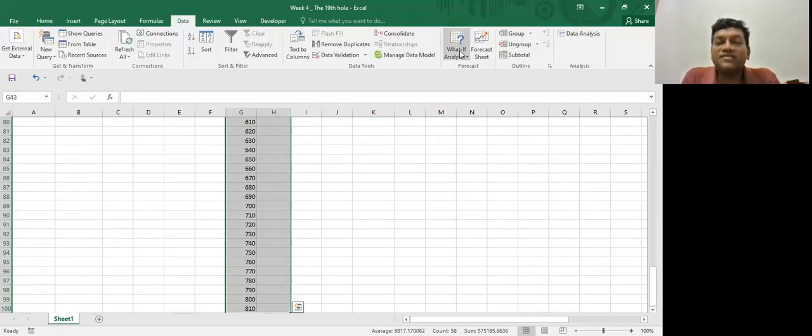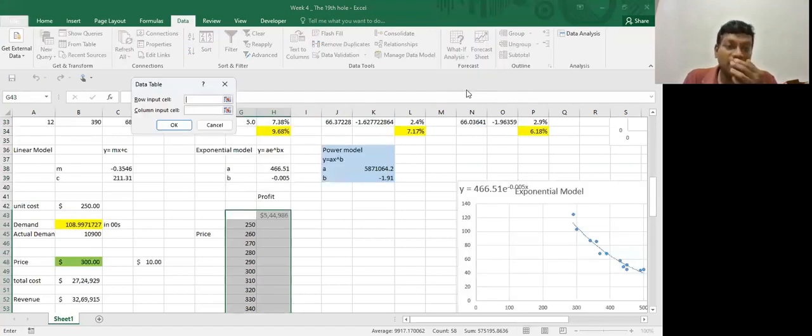Go to What-If Analysis, and I go to the Data Table option. This is essentially trying to retrieve, for each value in this particular column, the corresponding value of profit. I have this table already set up.